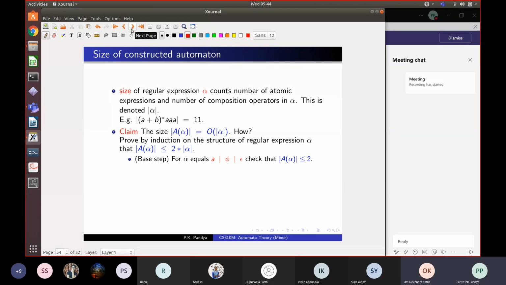Sir, can it be 0? Which one? The A of alpha, the size of A of alpha. Well, we can't have an automaton with 0 states, right? We'll construct some automata. It will at least have 1 state, right? Okay. Yeah. But it can be 1. It need not be 2. Theoretically speaking, it can be 0, right?